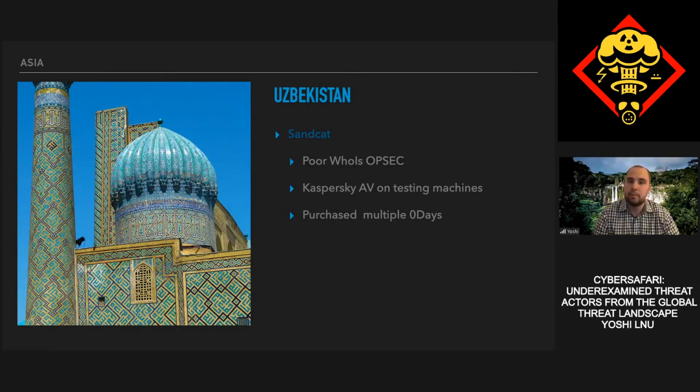Because of this, Kaspersky was able to grab and identify multiple 0-days that had been purchased by the organization in Uzbekistan. This just shows that this sort of visibility that the antivirus software has, especially in countries outside the US, is really interesting and excellent for hunting those smaller adversaries.